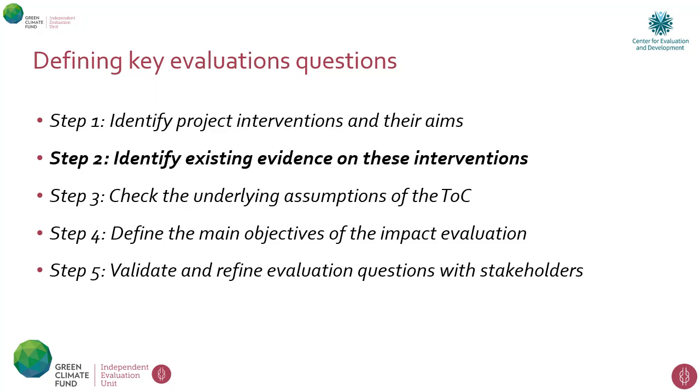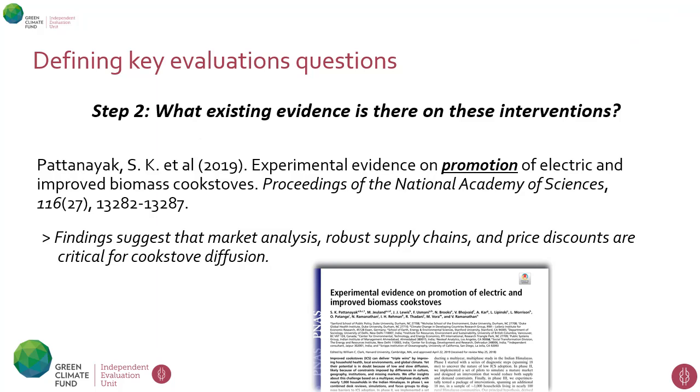Step 2 in defining your key evaluation questions is to identify existing evidence on these interventions. For example, for the cook stove project, we can look at existing evidence, and we can find a recent study that focused on the promotion of improved cook stoves. And the findings from this study suggest that market analysis, robust supply chains, and price discounts are critical for cook stove diffusion.